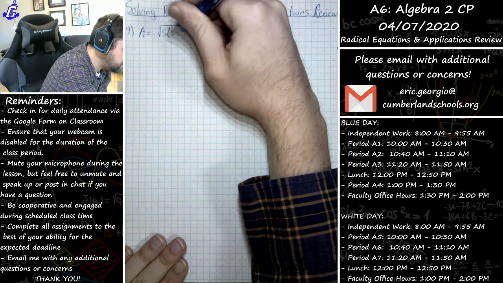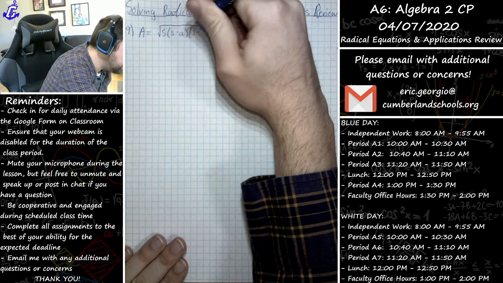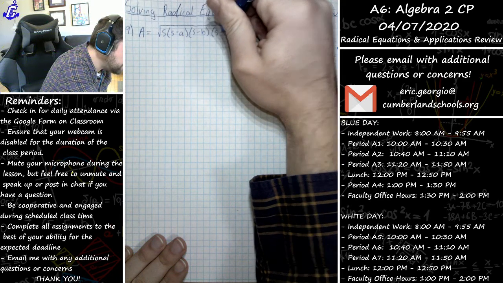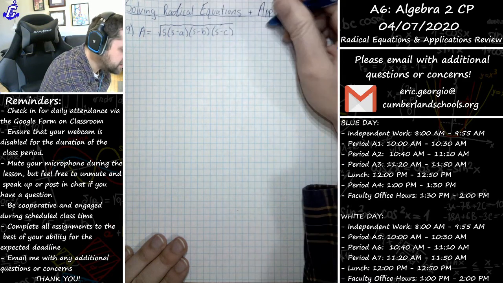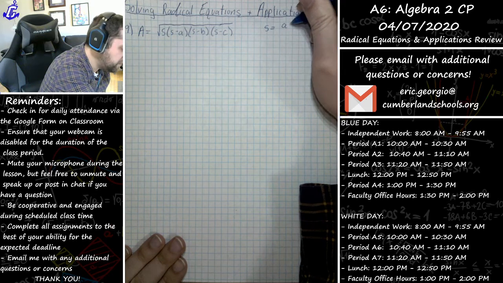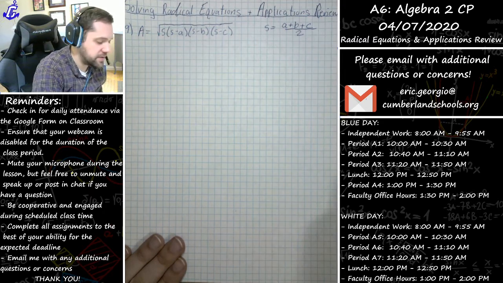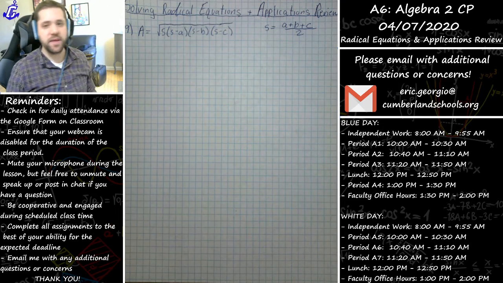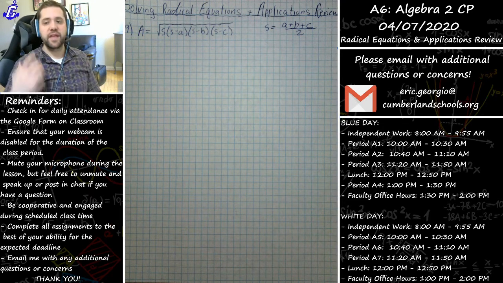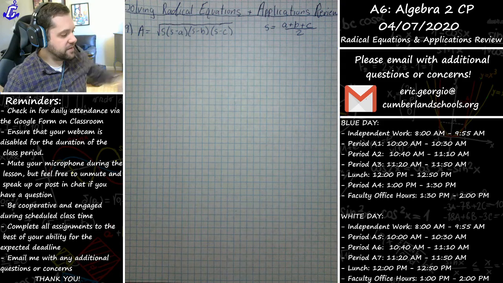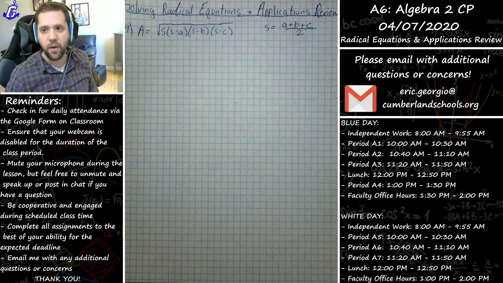times s minus a times s minus b times s minus c, where s is equal to all of the sides added up and divided by 2. It's half of the perimeter, a plus b plus c divided by 2, and a, b, and c are the sides of the triangle. The actual geometry background is not necessarily the important part of this problem.